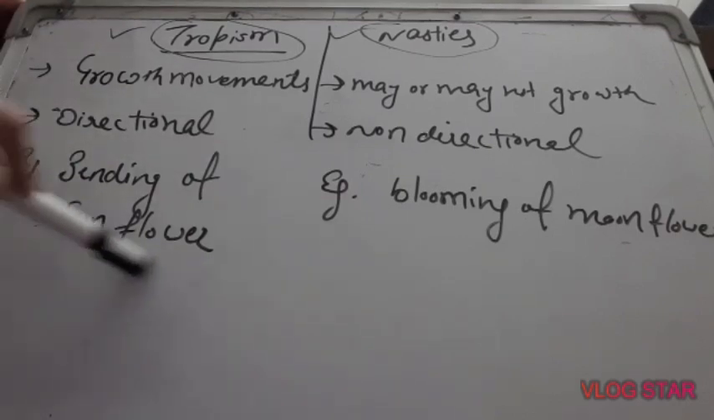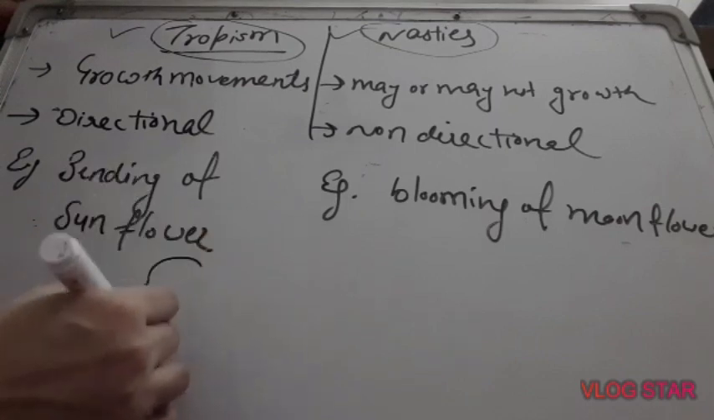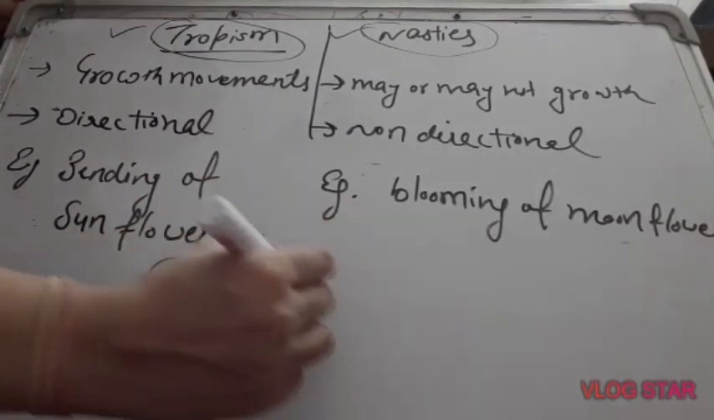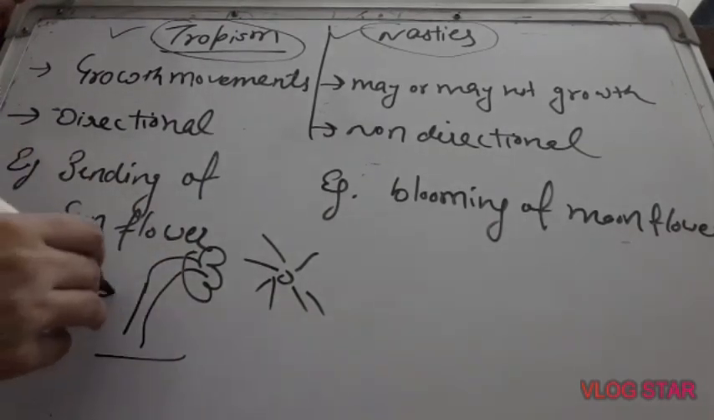Let us take an example of the sunflower. What does the sunflower do? It responds to light. When the sunflower receives a stimulus of light from the sun, it bends towards the sun. So this bending of the sunflower towards the sun is an example of positive phototropic movement.